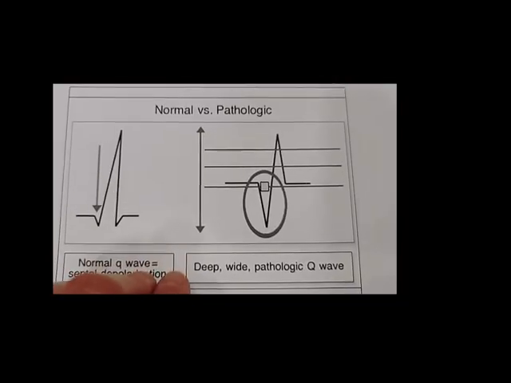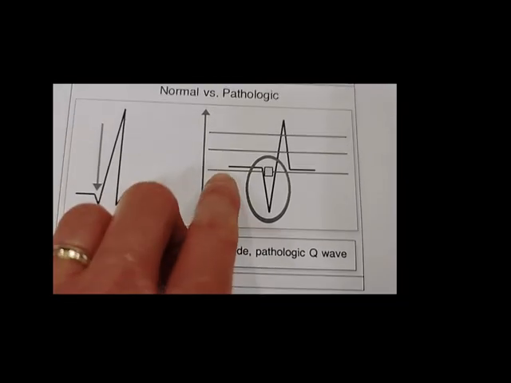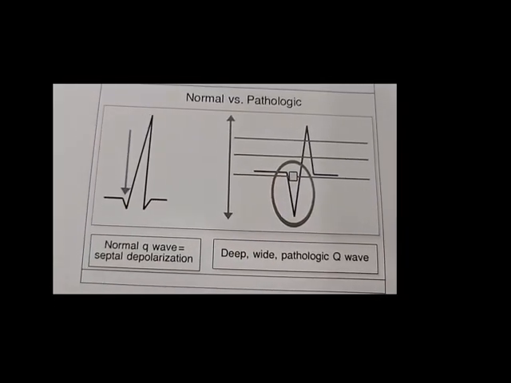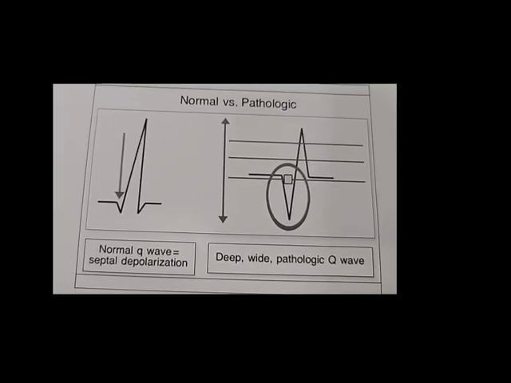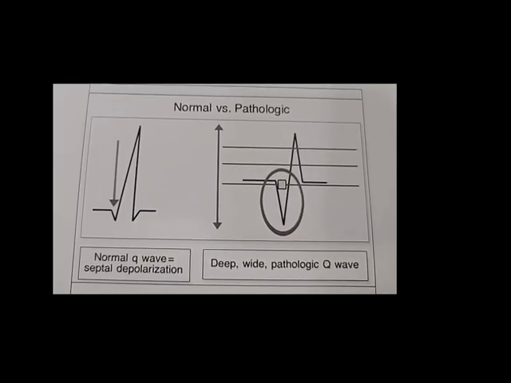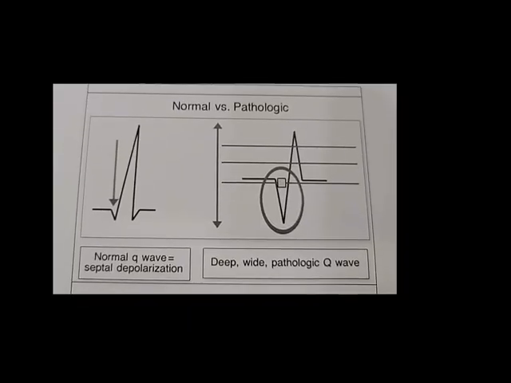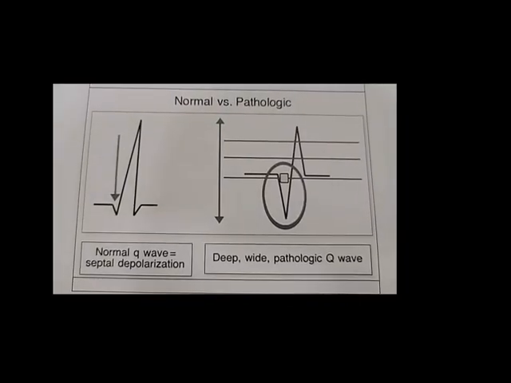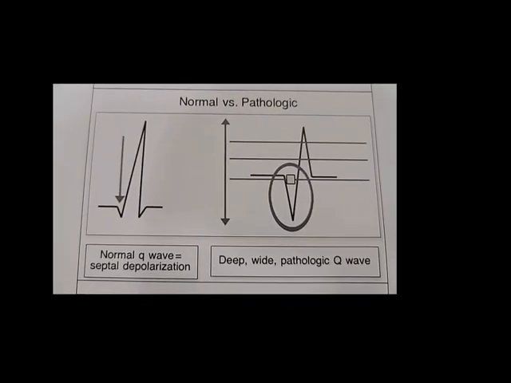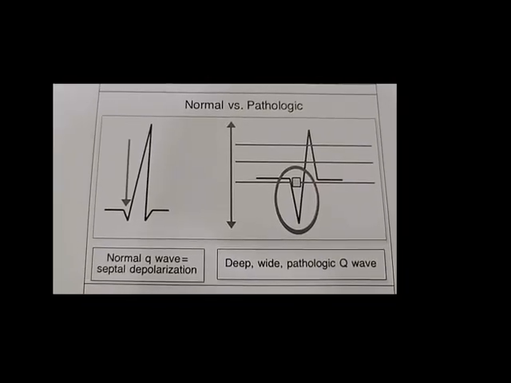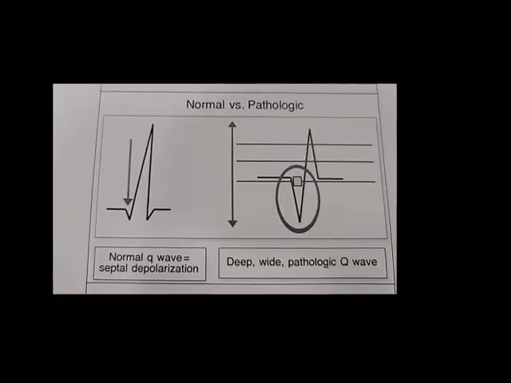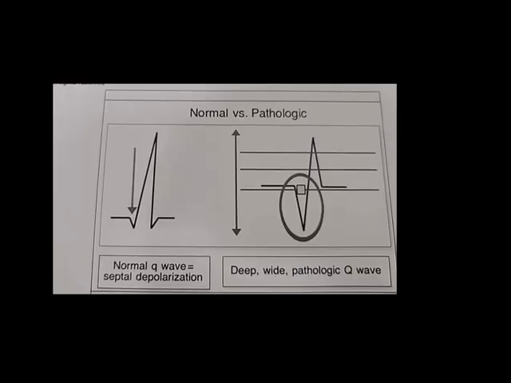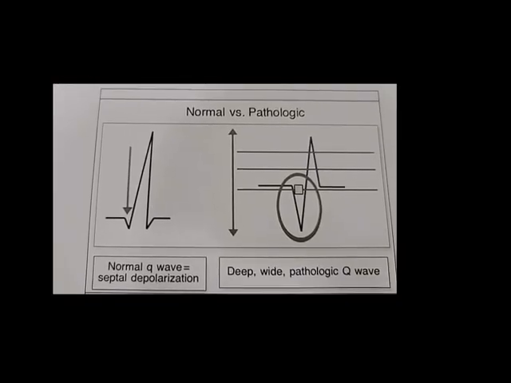A pathologic Q, you have isoelectric, then it's negatively deflected, but the width of it is 0.04 seconds or greater, so a small box or greater, and at least a third the depth of the QRS. And why that is clinically significant is that it means that there at some point has been full myocardial, epicardial, endocardial death and scarring, and that part of the heart cannot conduct because of the scar tissue.